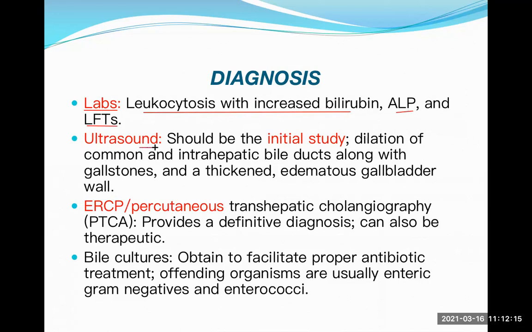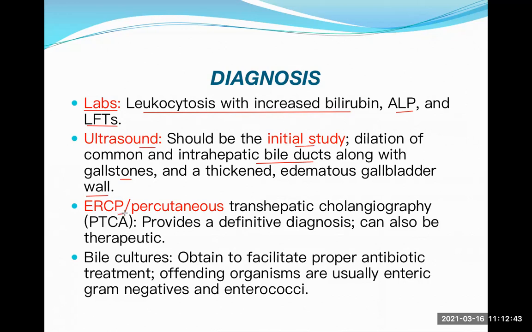Ultrasound is a very important test. It should be the initial study. Dilation of the common and intrahepatic bile duct along with gallstone and a thickened edematous gallbladder wall can be seen. These are the part of acute cholangitis. Remember, acute cholangitis usually occurs in the setting of choledocholithiasis. So these are the common features on ultrasound.